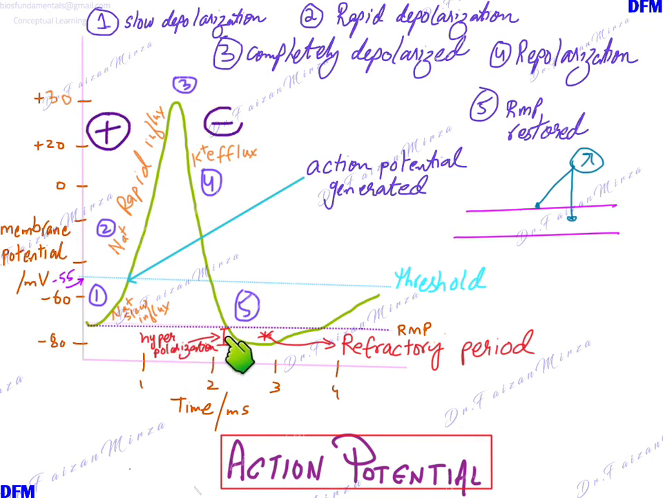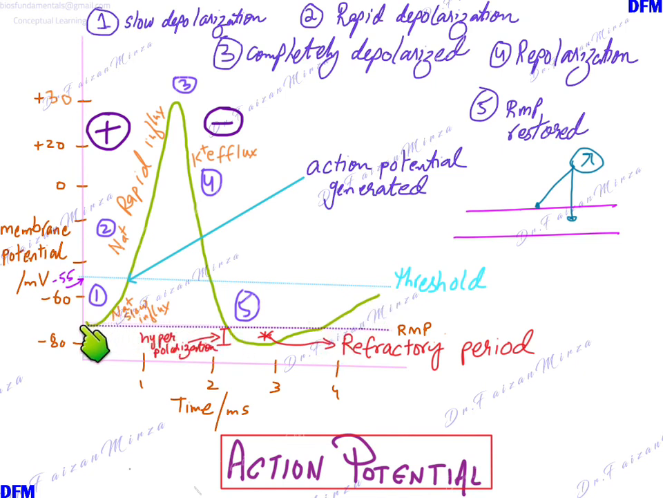Hyperpolarization means that the membrane is now even more negative than it was before, and this is the refractory period. During the refractory period, it is even more difficult for the neuron or for the membrane to become excited once again, because its membrane potential is way below the resting potential. It is even more negative now. So once the refractory period is over and the value comes back up to the RMP value, it can again start to rise to threshold if the stimulus is there.